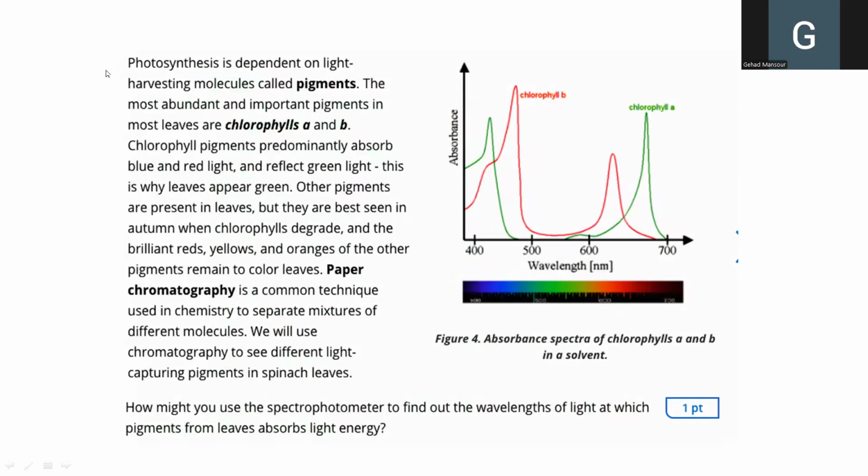So photosynthesis is dependent on light harvesting molecules that are called the pigments. The most abundant ones are chlorophyll A and chlorophyll B. We are just repeating ourselves. Chlorophyll pigments predominantly absorb in the blue range of light and in the red range of light. They reflect the green light, and this is why the leaves appear green.